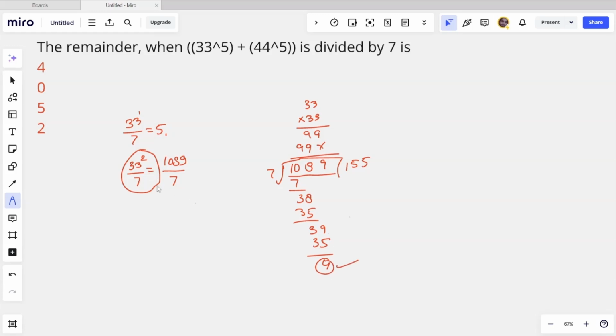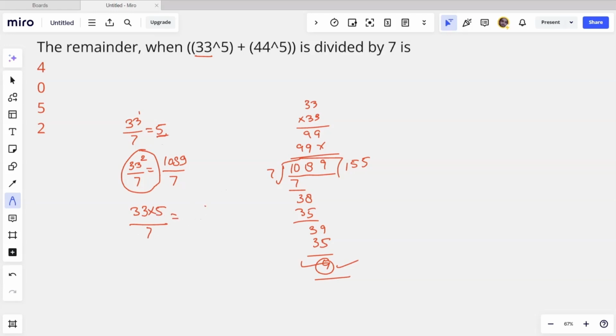Okay, but the calculation is too long. What can we do to make the calculation short and get the remainder as 4 the same way? So this is the trick. We will take the base. This is our base 33, and we will multiply the base with the previous remainder. Our previous remainder is this. So we will multiply this and divide by 7.